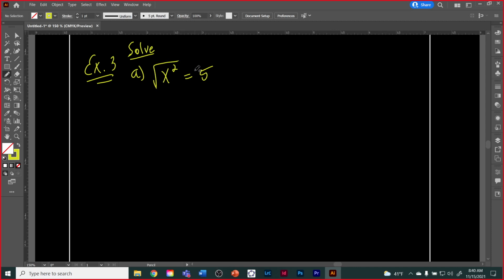Anybody? Just showed it to you. Square root both sides. But if I take the square root, what do I need to put? Plus or minus, because you actually get two answers. If you just put the positive square root of 5, I'm going to have to mark it wrong because it's not complete. You have to give all the possible answers, okay?